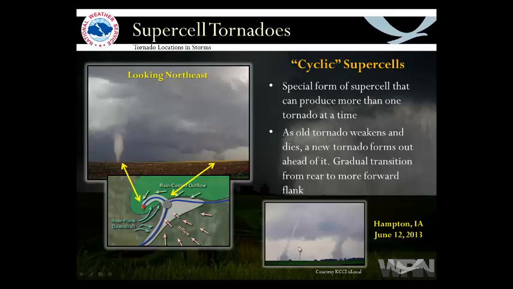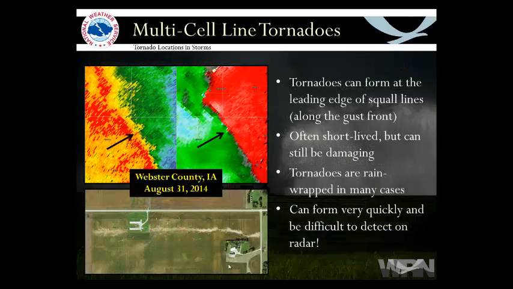You can see another example here in the bottom right of two tornadoes occurring at the same time. So this occurs when the old tornado weakens and dies and a new tornado forms out ahead of it and gradually transitions from the rear to the more forward flank of the storm.